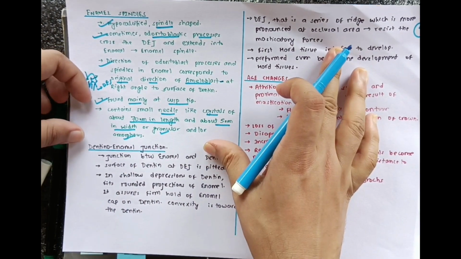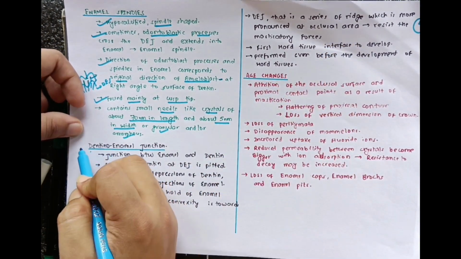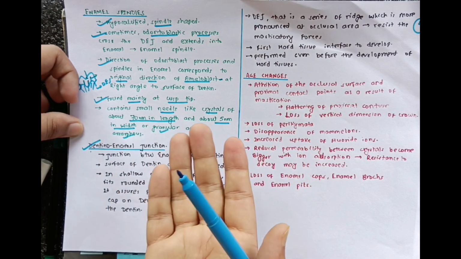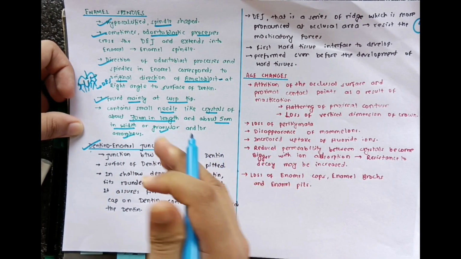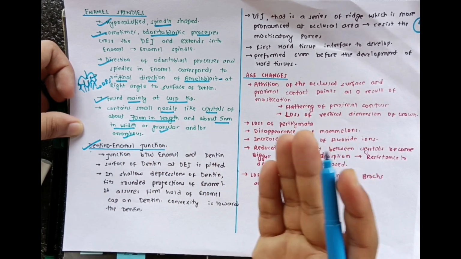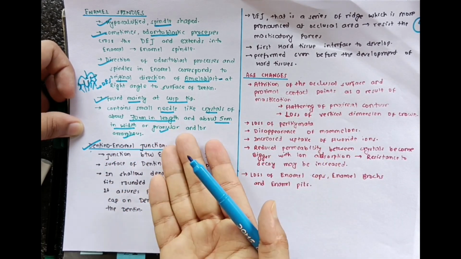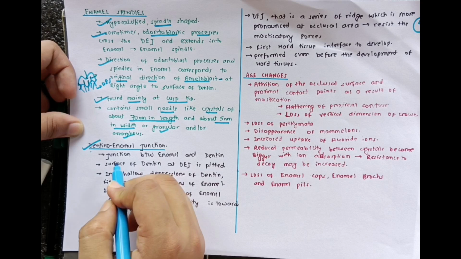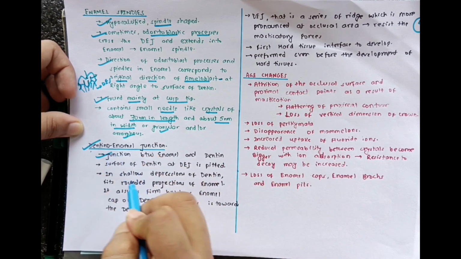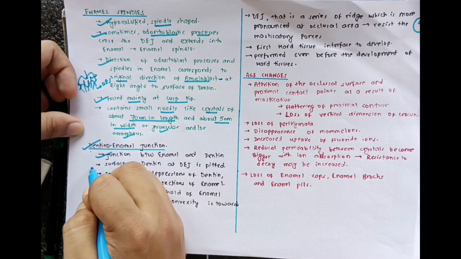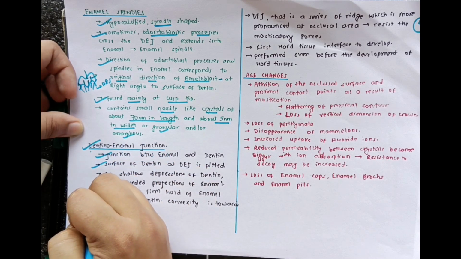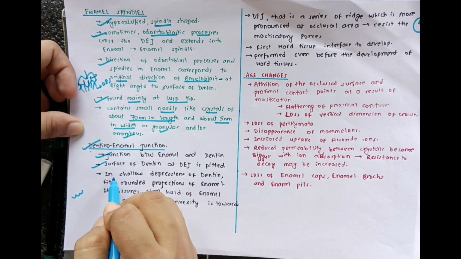After that we will study the dentino-enamel junction. As the name suggests, it is a junction between the dentin and the enamel, just as this is a junction between these two sides of the paper. It is a surface of the dentin at the dentino-enamel junction which is pitted. So simply, this junction is pitted, like this.